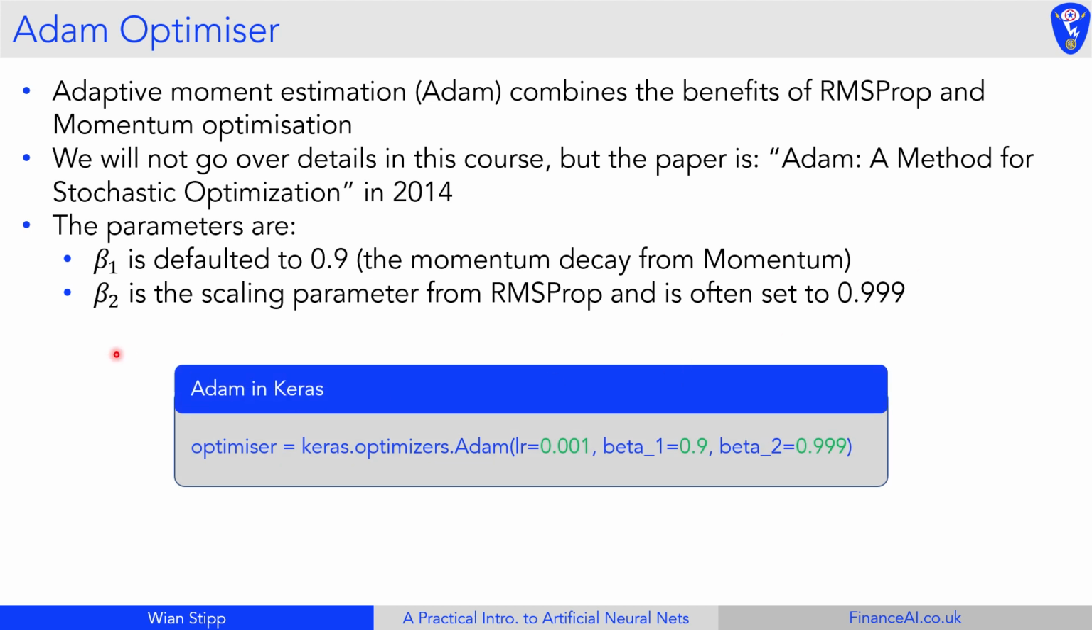This is the implementation for the Keras optimizer, and then we specify Adam, the learning rate, beta 1, beta 2, and then remember this optimizer variable is just then placed inside the compile.